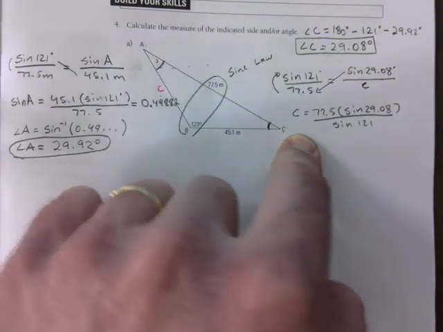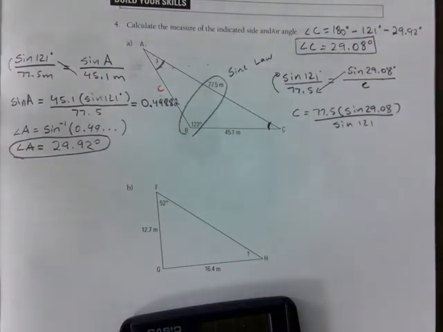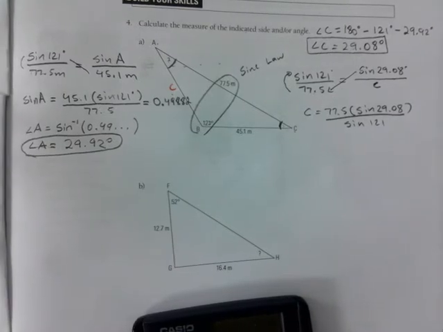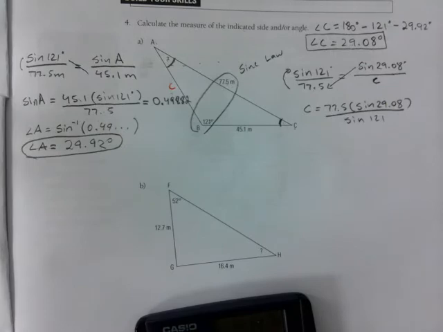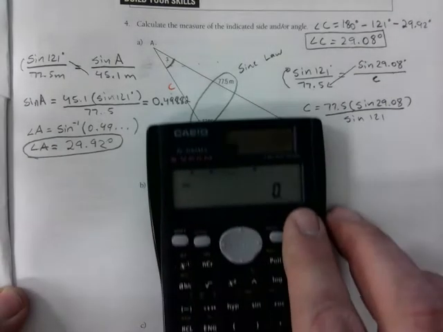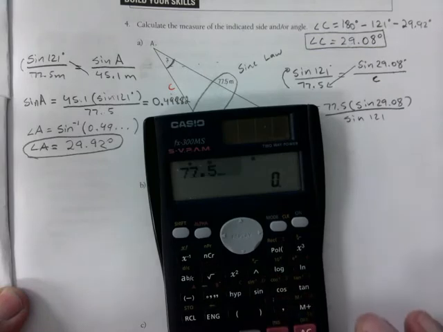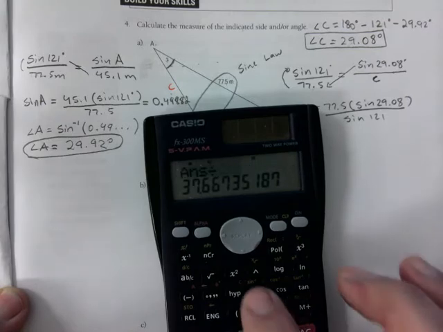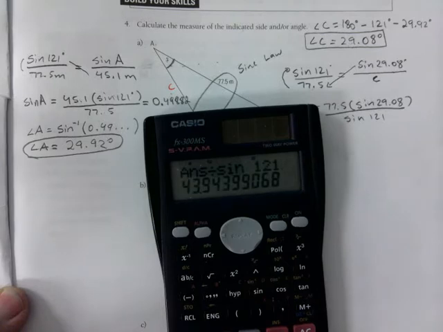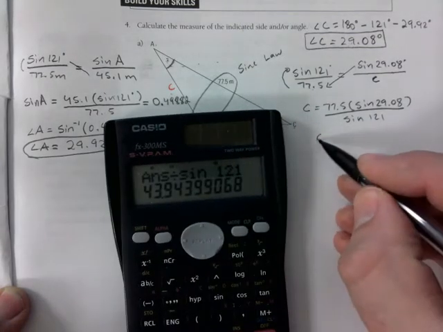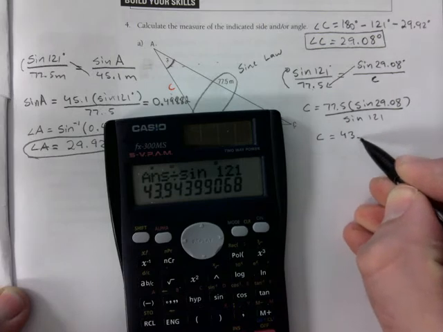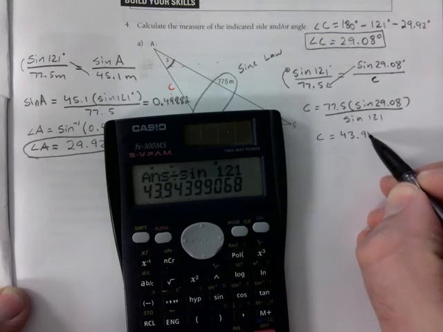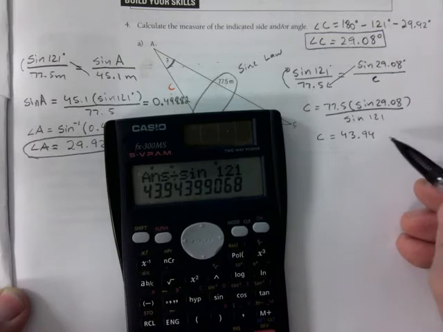And I'm going to come and see you if you have calculator issues. Don't worry about it too much. I can help you with that for sure. So I'm going to type that in, 77.5 times sine of 29.08 equals, then I'm going to hit divide sine of 121 equals, and I get that side C is 43.94. We are in meters.